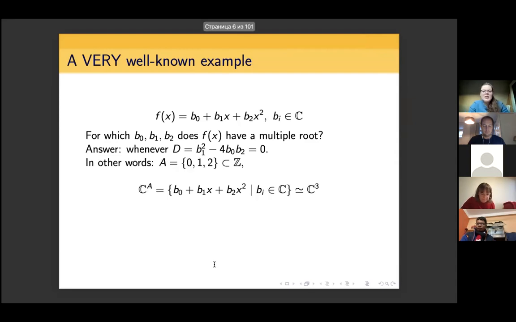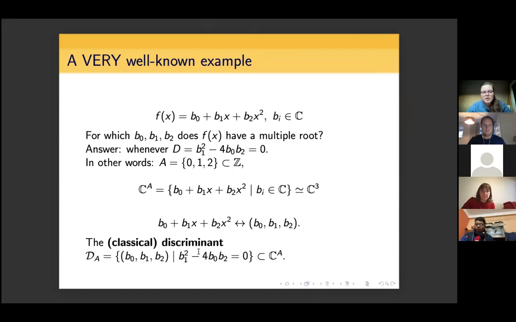has a multiple root. In other words, we can consider the set A, which is 1, 0, 2, some list of degrees in a one-dimensional lattice, and consider all univariate polynomials with degrees listed in this set. So just as written. And since every polynomial is uniquely defined by the tuple of its monomials, we can think of this space as just C^3 in this case. And in this space C^A, what we would refer to as the classical discriminant would be just the hypersurface given by this polynomial, okay? We can generalize all this.